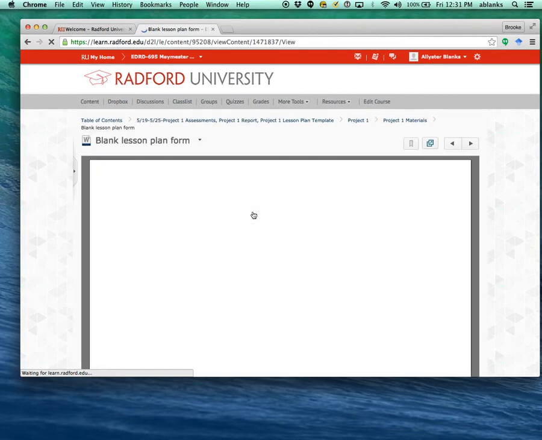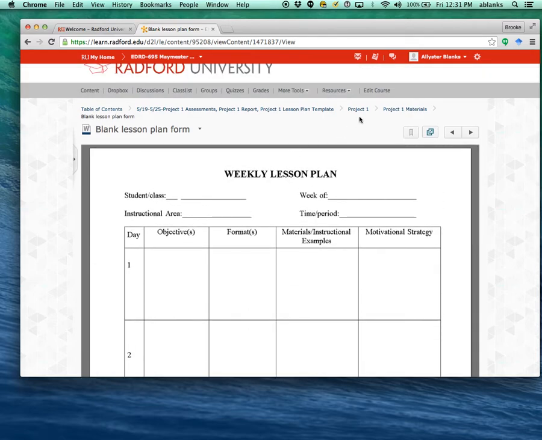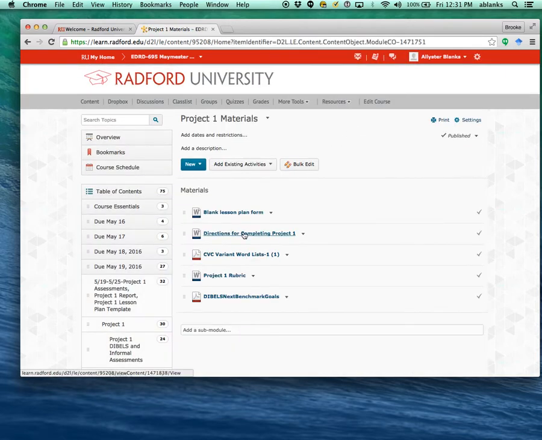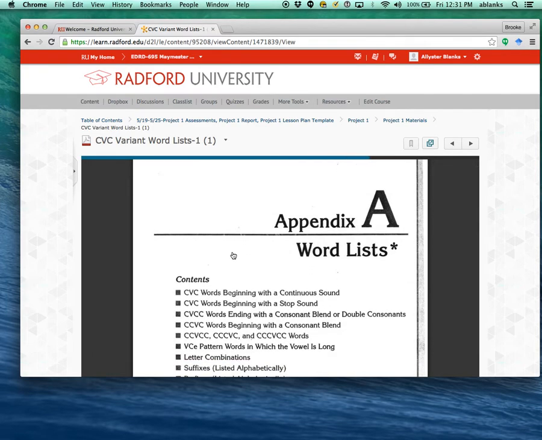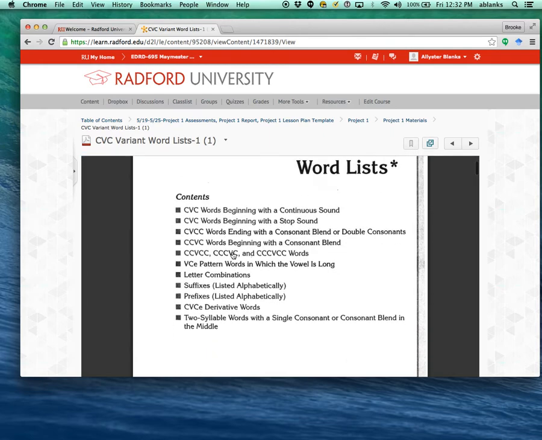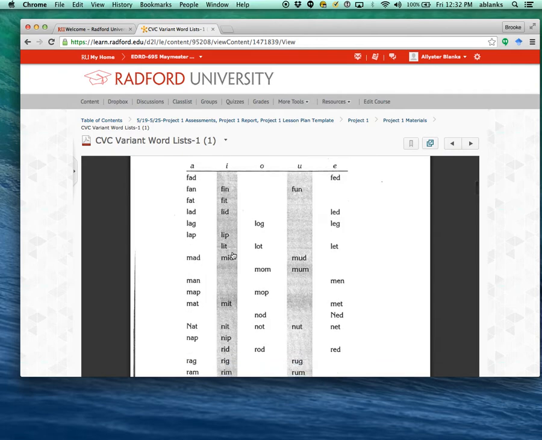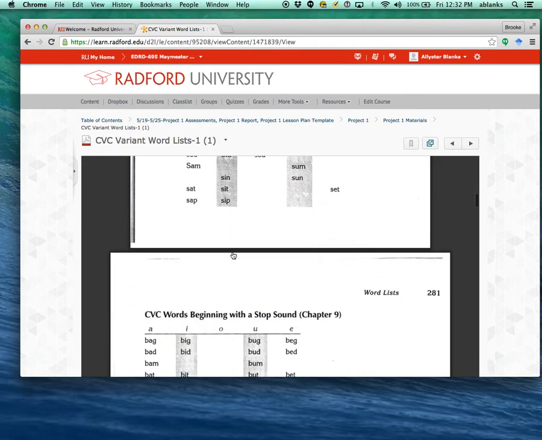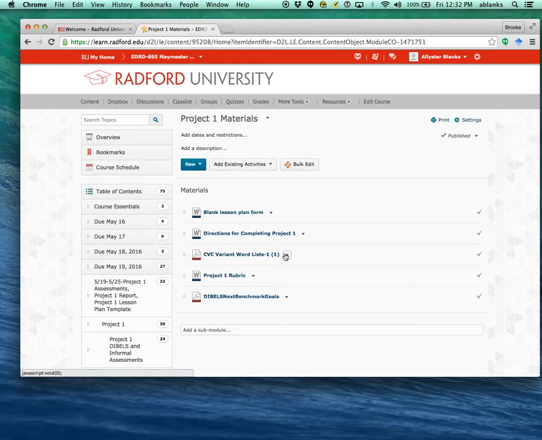But in this folder, you'll find the blank lesson plan form, right? And you're only going to be completing day 1 and day 2. You'll find the CVC variant word list. And what this is for is when you get into your teaching formats from Chapter 3, and you have picked a spelling pattern that you want to use based on your students' assessments, this is a great place to come to just find all of those words rather than trying to think about what words you should be using. So that's just something that's a resource for you.